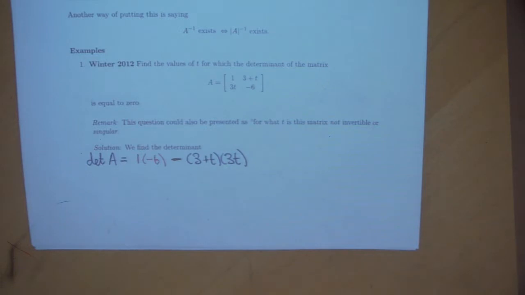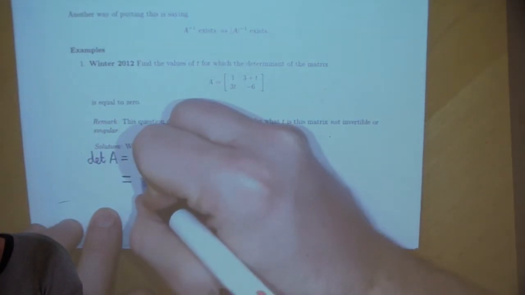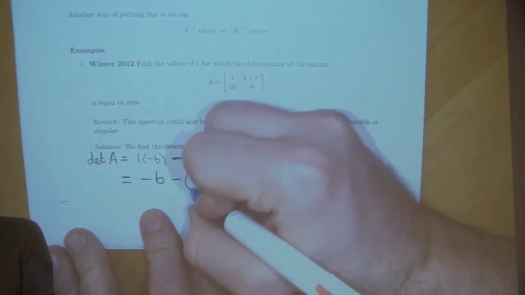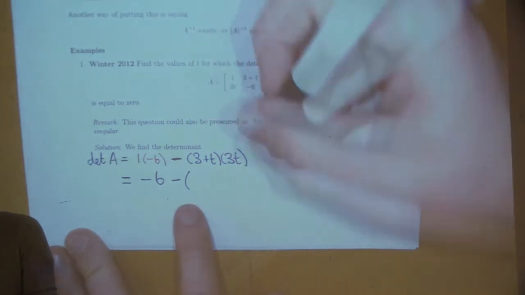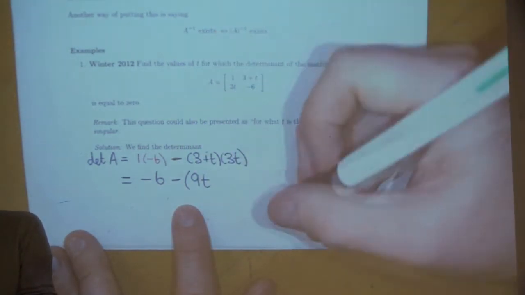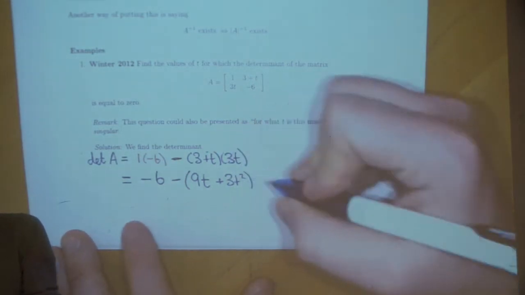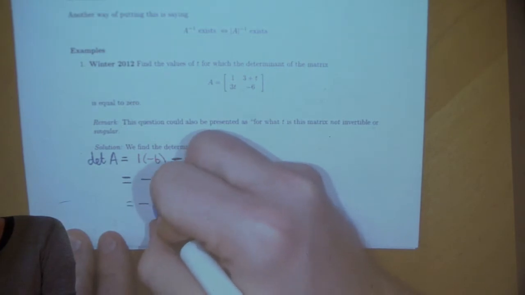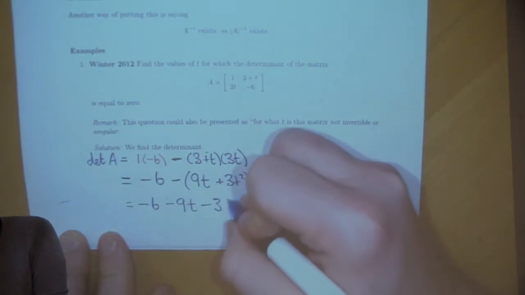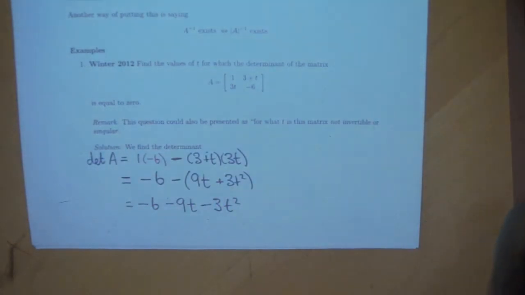So we'll multiply this out a little bit. We get 1 by minus 6 is minus 6. Now I'll keep the minus there for a second. I have 3 by 3t, which is 9t. And t by 3t is what? 3t squared. Spot on. And so we end up with minus 6 minus 9t minus 3t squared. That is the determinant of that matrix in terms of t.